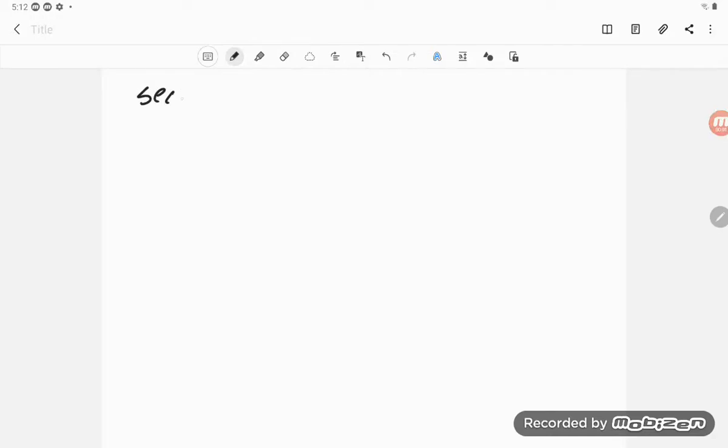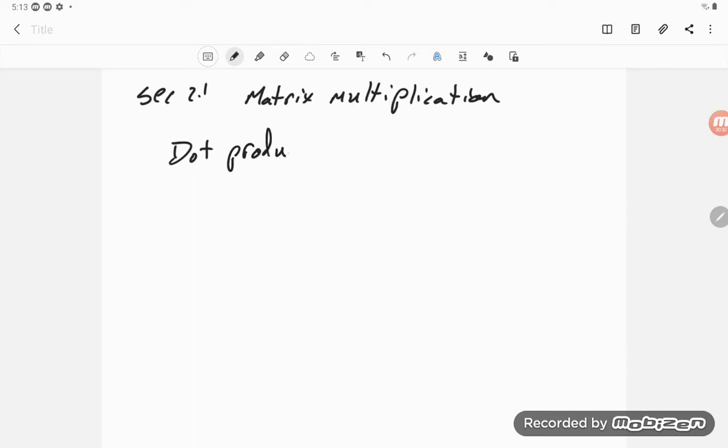Okay, so this is still section 2.1, and we're looking at matrix multiplication. Now, before we do matrix multiplication, I want to do something that might be review for some of you, and some of you maybe haven't seen it before. And that's this idea called a dot product. I think it kind of comes in handy when learning matrix multiplication.